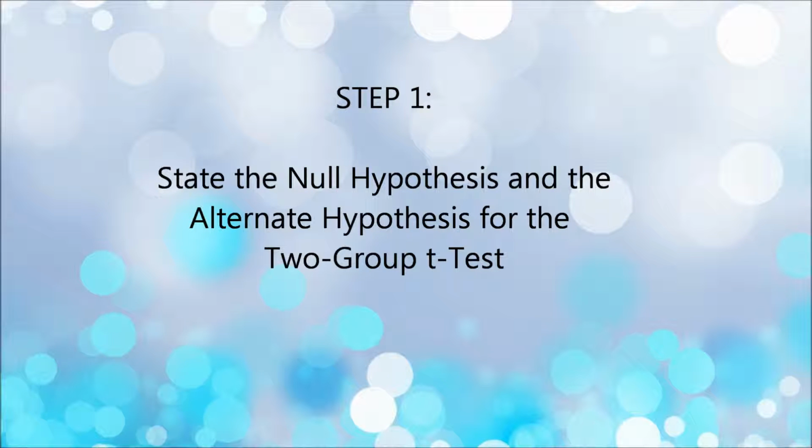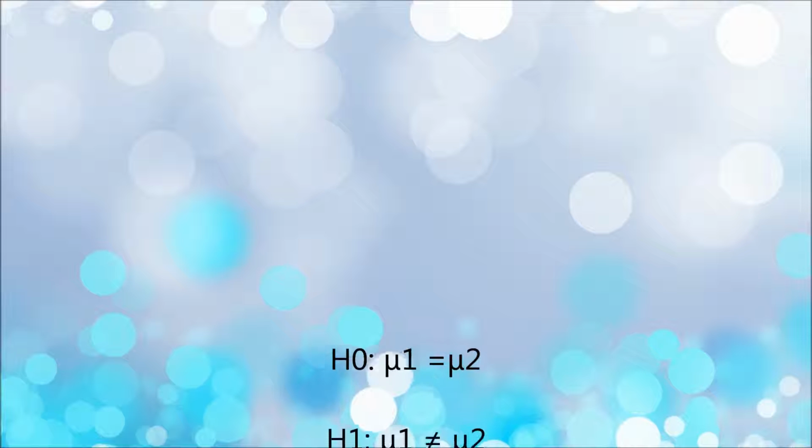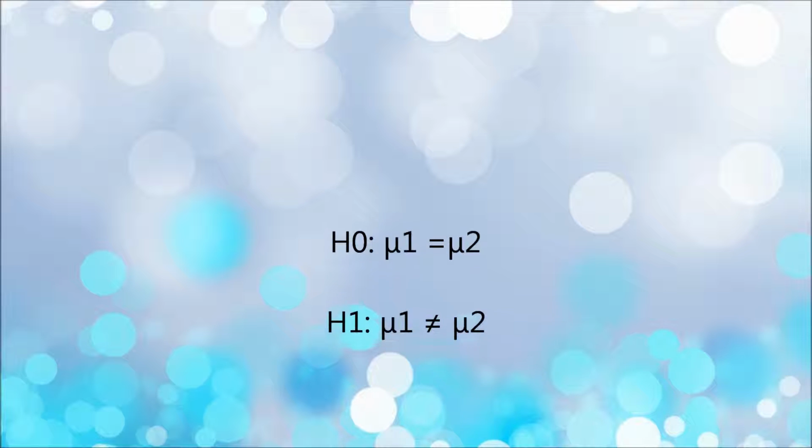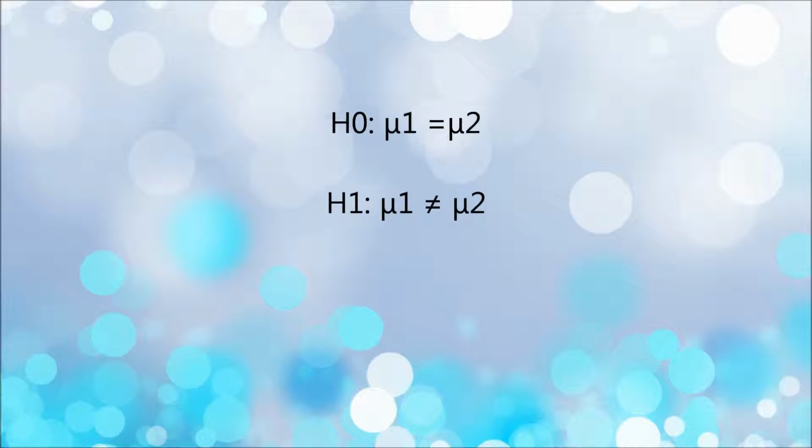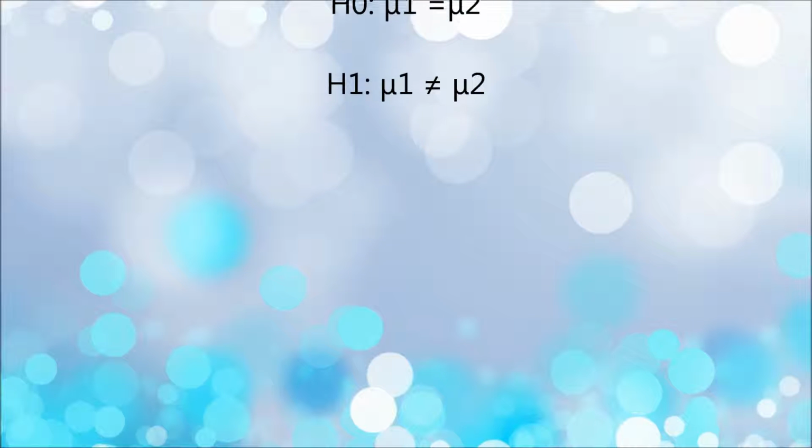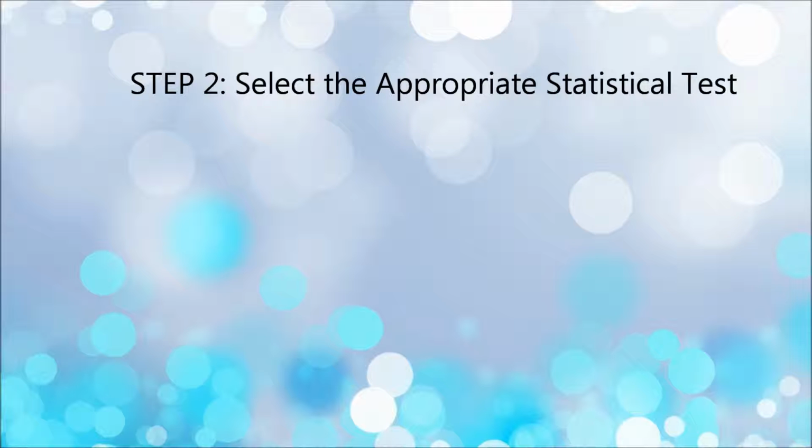Step 1. State the null hypothesis and the alternative hypothesis. For the two-group t-test, the null hypothesis states that the population means of the two groups are equal, while the alternative hypothesis states that the population means of the two groups are not equal. Since this lesson deals with the situation in which you have two groups of people, but only one measurement on each person in each group, we will use the two-group t-test throughout this lesson.